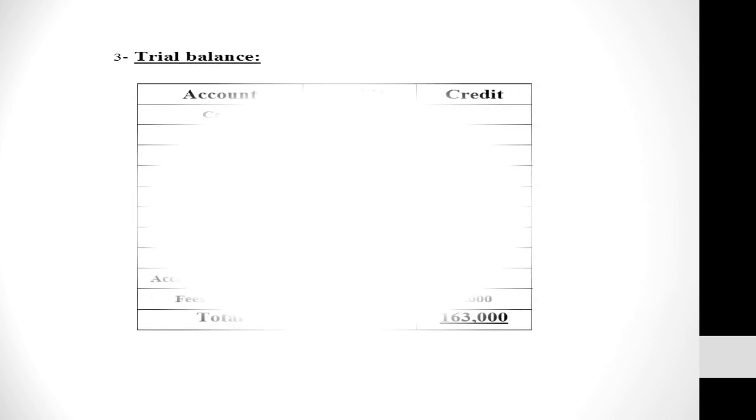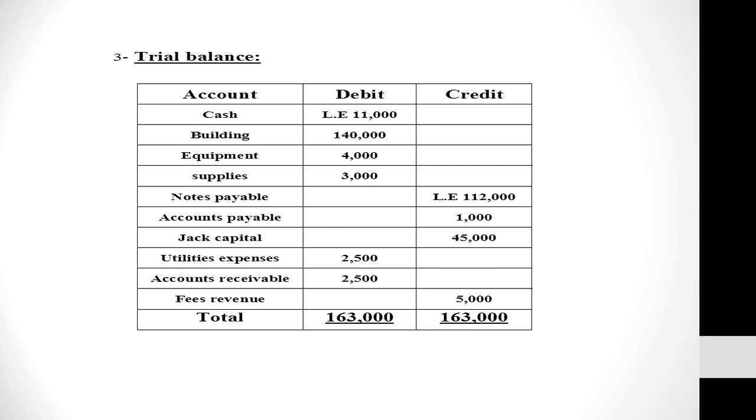Here is the trial balance for this example. You can see the cash balance is 11,000 debit, the building balance is 140,000 debit, the equipment 4,000 debit, supplies 3,000 debit, and so on. We gather all the debit balances and get its total. Then we gather all the credit balances and calculate its total, and the total balance of debit must be equal to the total balance of credit.